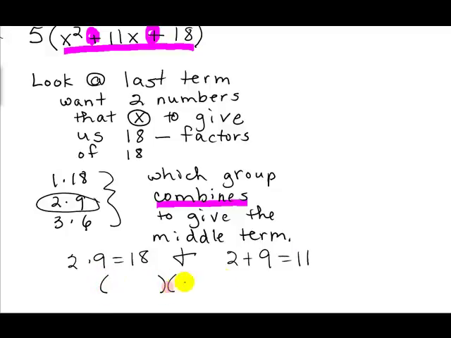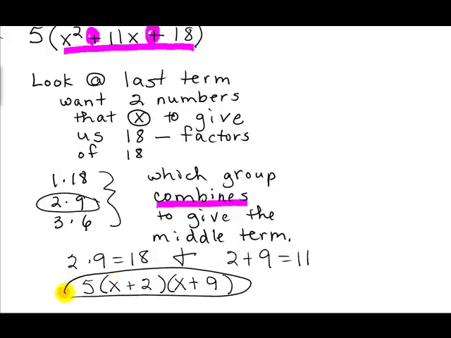We'll break our trinomial into two binomials, take care of the first term. X times x equals the x squared we started with. Everything's positive, so we will have a plus here in both places, and then 2 and 9. For your final answer, don't forget your 5, the GCF.